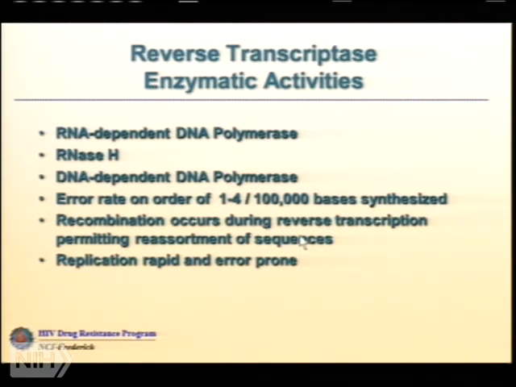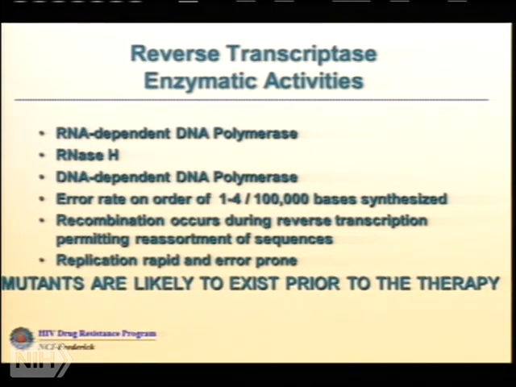There can be recombination during replication as well, so there are a lot of ways to make genetic diversity. Replication occurs, as we'll see, and completes in about a day. So the combination of a rapid replication rate, a generation time of a day, whereas for people it's about 33 years, and an error-prone replication gives a very highly genetically diverse population of virus in an individual.